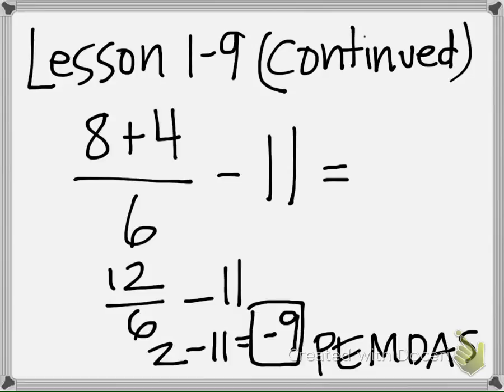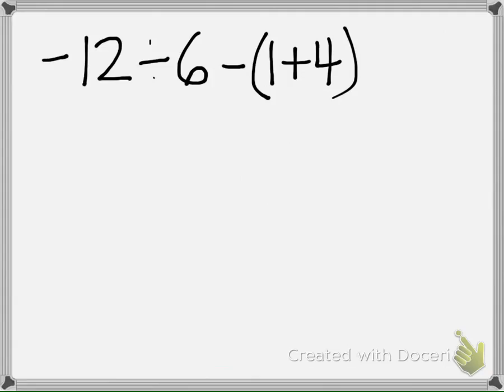8 plus 4 is 12. I end up with 12 divided by 6. Perform that first. 2 minus 11 equals -9. And a reminder to you that this is positive and this is negative. Subtraction and negatives are the exact same thing. Okay, the next problem, follow my PEMDAS.